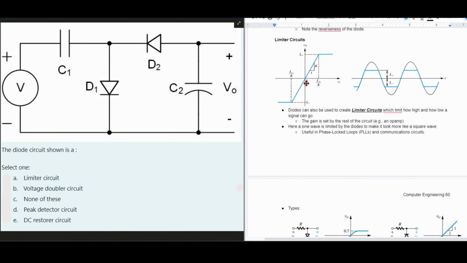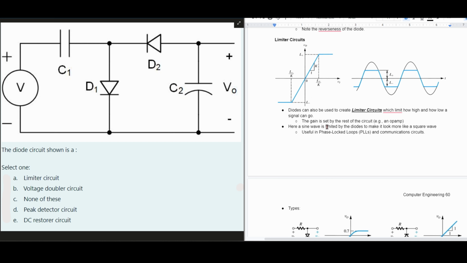So for limiter circuits, we have something that looks like this. We have a limit down here and a limit up here. We have a slope of L and K, and then we have these values here that determine where we're at along our V out, which is the y-axis, and our V input, which is our x-axis. Then we have a sine wave right here, and this sine wave is going to be limited by our L plus and our L minus, and that is how the limiter circuit works.